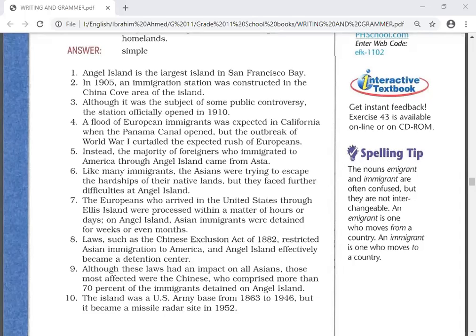Complex. Yusuf, are you the one who answered? Okay, it's complex. Thank you. Why? One simple sentence and one complete sentence. The majority of foreigners who immigrated to America through Angel Island came from Asia. Beginning with "who," we have a subordinate clause. The majority of foreigners came from Asia is the independent clause, and "who immigrated to America through Angel Island" is the subordinate one.